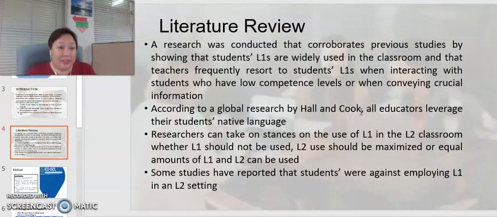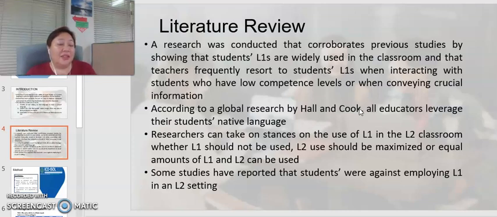A research was conducted that corroborates previous studies by showing that students' L1s are widely used in the classroom and that teachers frequently resort to students' L1s when interacting with students who have low competence levels or when conveying crucial information. And according to a global research by Hall and Cook, all educators leverage their students' native language.